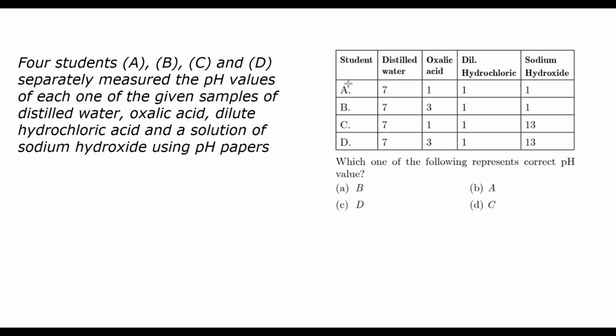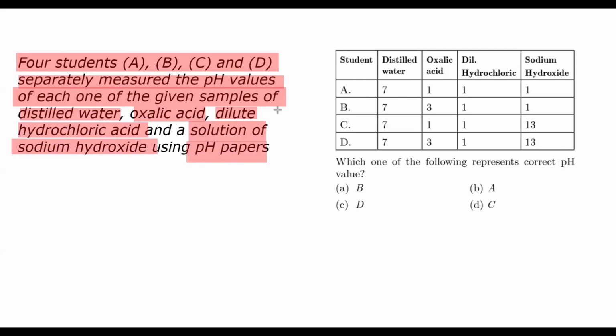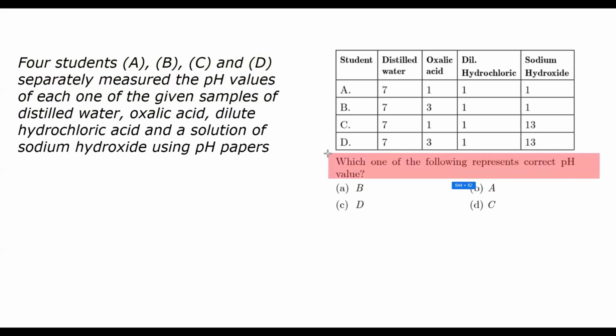We are given a table over here, as you can see, and it says 4 students A, B, C, D separately measured the pH values of each of the following samples. And the samples are what? Distilled water, oxalic acid, dilute hydrochloric acid, and a solution of sodium hydroxide using pH paper. And we have to find out which of the following. After reading the table, we'll have to find out the correct pH reading.